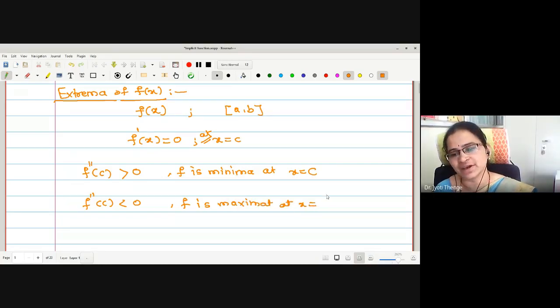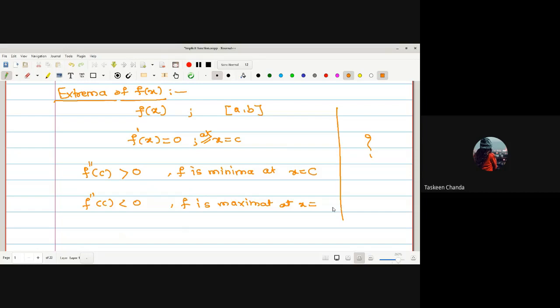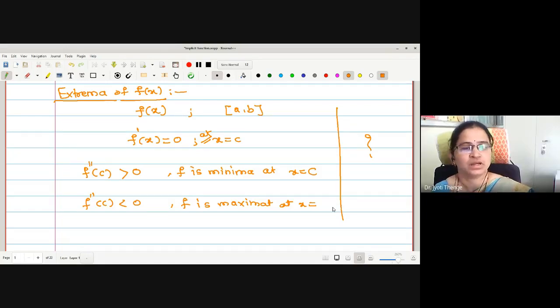Now tell me the reason why we were doing this entire process. To calculate extremum value. No doubt, to calculate the extremum value we were doing this process. But what have you understood by putting f dash of x as 0, and how can I say that if f double dash of c is greater than 0, this is minimum, and less than 0, it is maximum?